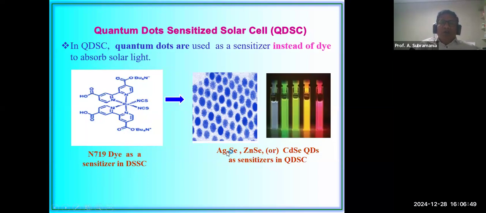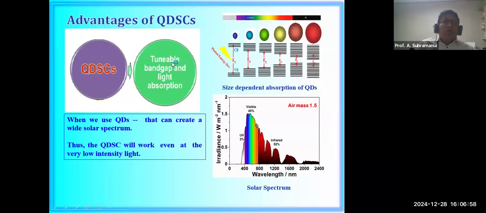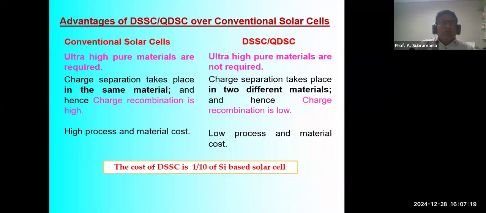So if we use these kinds of materials as a sensitizer, that solar cell is called a quantum dot sensitized solar cell. The advantage of quantum dot sensitized solar cells is that when we use quantum dots, they can cover a wide solar spectrum. But in a dye-sensitized solar cell, only a limited solar spectrum is available. Thus the quantum dot sensitized solar cell will work even at very low intensity light.